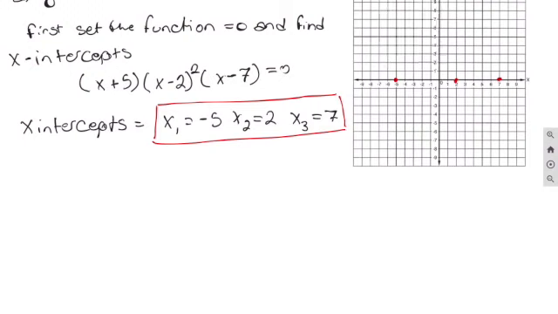Then we need to determine the end behavior. To check if it's positive or negative, we need to look at our coefficients. In this case, we have no negative coefficients, which means that our polynomial is going to be positive.